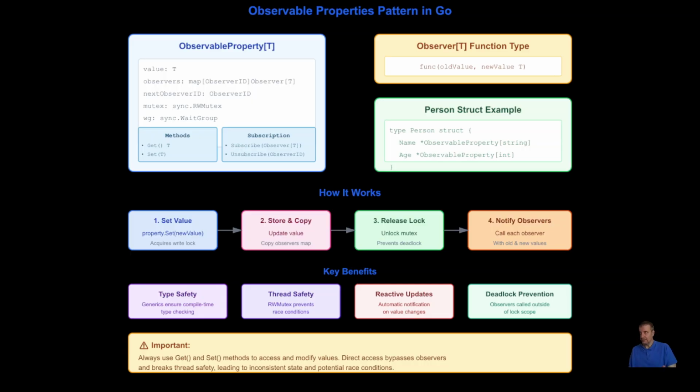That's basically it. Because every key needs to be unique in the map, we have a next observer ID. That means when we subscribe or add a new observer, we set the observer to the current observer ID and we add one to the next observer ID. That means we always have a unique observer ID.